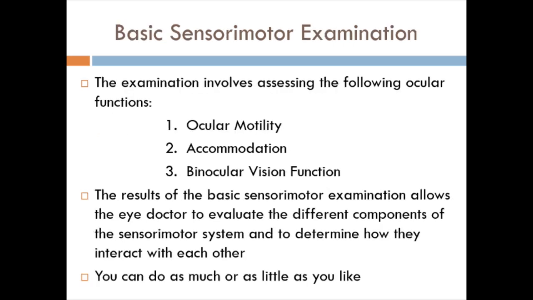The basic sensory motor exam involves assessing either ocular motility, accommodation, or binocular vision function. Really, some aspect of all three is best. It allows you to evaluate how these three systems work together. And like everything else so far, there's no real specific documentation guidelines. So you can do as much or as little as you want. You can measure accommodative amp and call it a day. You can do versions, ductions, whatever you want. Just something. You got to prove that you looked at it and you made some kind of assessment of the person's basic sensory motor system.